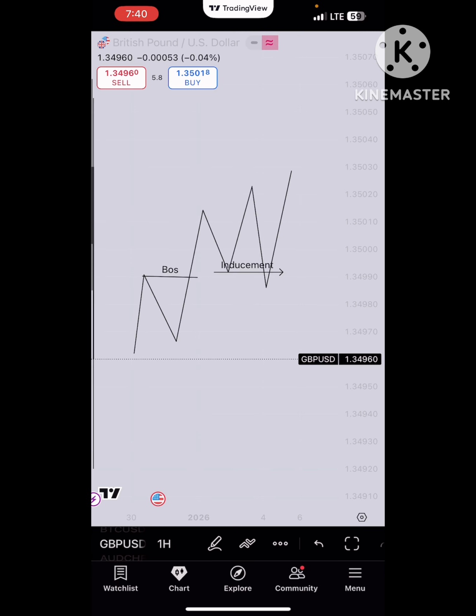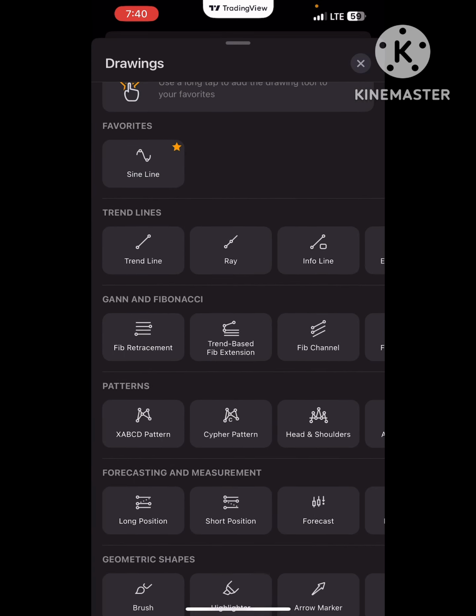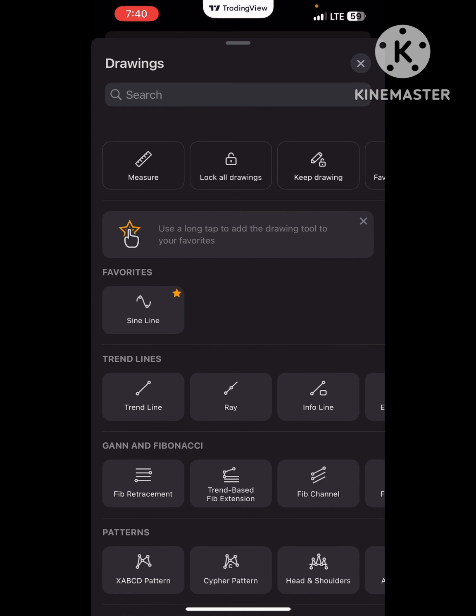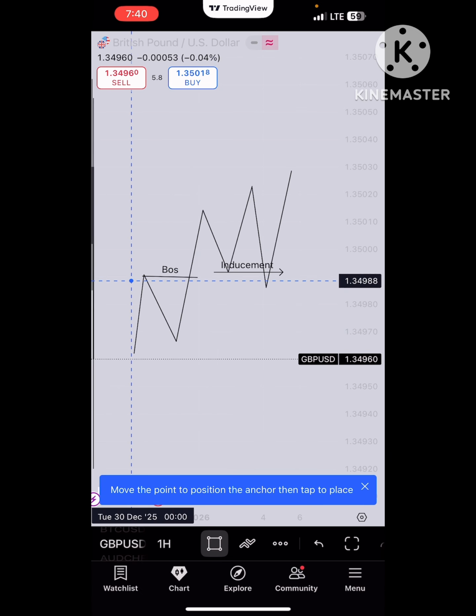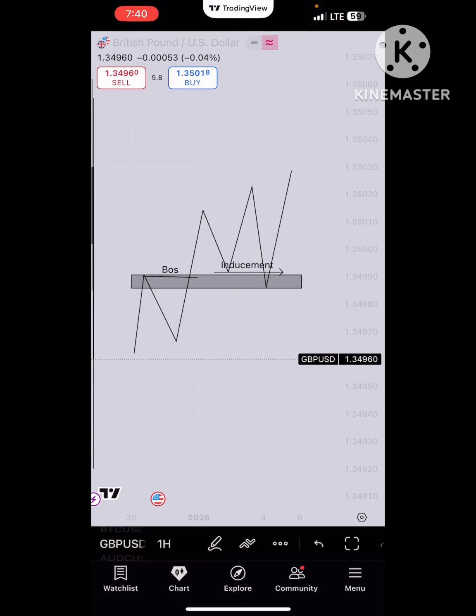So after the inducement, we need price to tap on a supply zone since we have a bullish structure. And where is the supply zone here? We have the supply zone here. So this is the supply zone. So this is how the breakout block model works. First, you identify the break of structure so that we know the direction of the market. Then we must have an inducement before the supply zone. Then we have our entry.